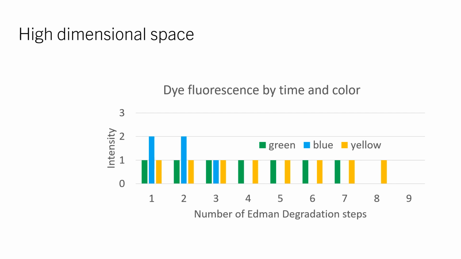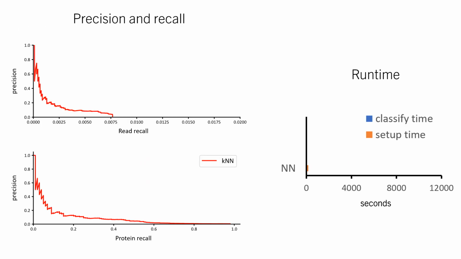For our problem, we're dealing with a much higher dimensional space. For example, here we've got 9 time steps and 3 colors of fluorophore. That makes this a 27-dimensional vector of data for this read. But the algorithm is still something we can do. We just look at similar reads and classify based on the reads that are the most similar.